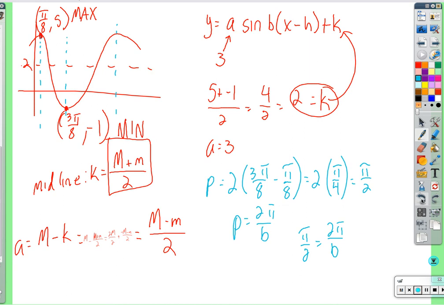Reciprocal of what? 2 pi. So 1 over 2 pi? Yeah. Cancel, you have 4 here. Okay, so what do we have now? 1 fourth equals 1 over b. b's still the denominator, nothing's been done about that so far. But if 1 over 4 equals 1 over b, then what must b equal? 4. Right, b would be equal to the reciprocal of that.